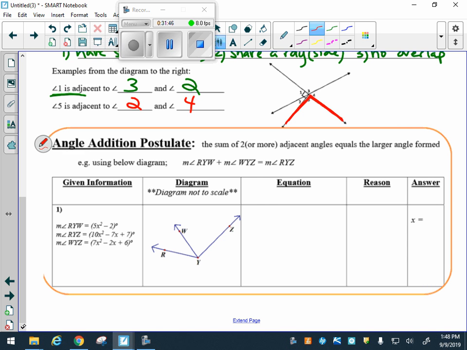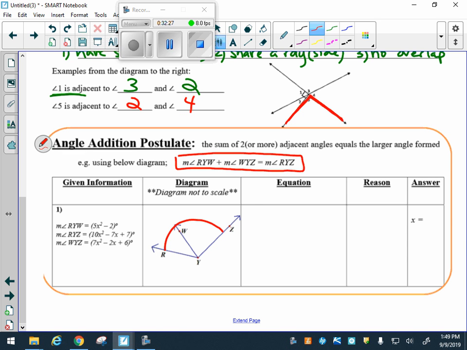The angle addition postulate says, if you have adjacent angles, the measure of one of the angles, plus the measure of the adjacent angle, equals the measure of the entire angle that they form. Does that make sense? Seemed obvious? Okay. So if this was 30 degrees and this was 70 degrees, then this would be how many degrees altogether? 100 degrees, right?